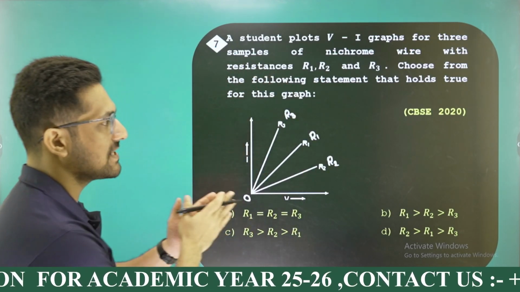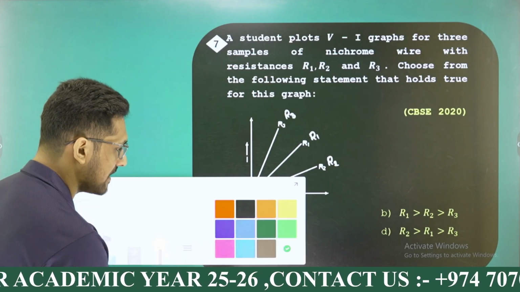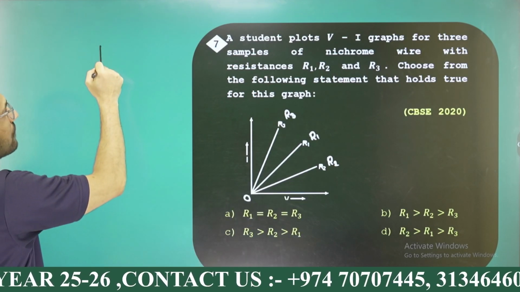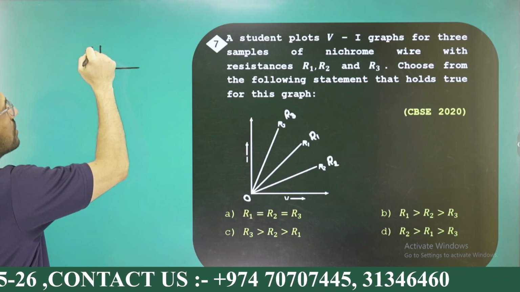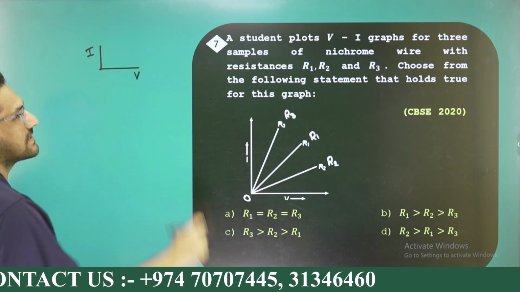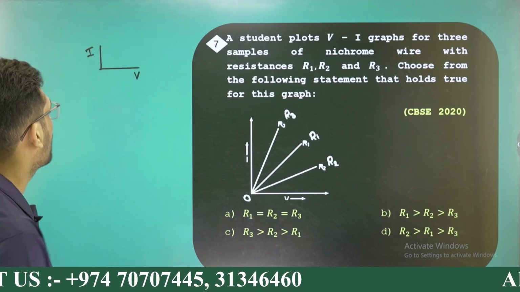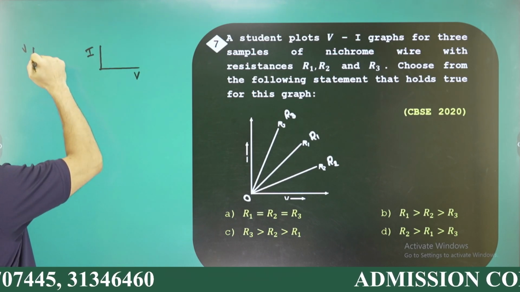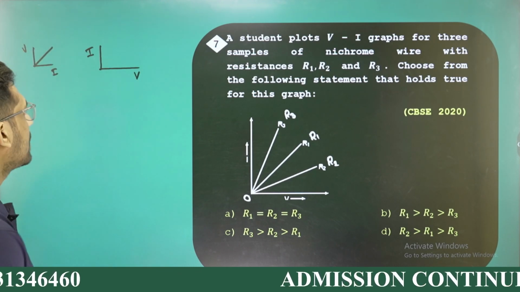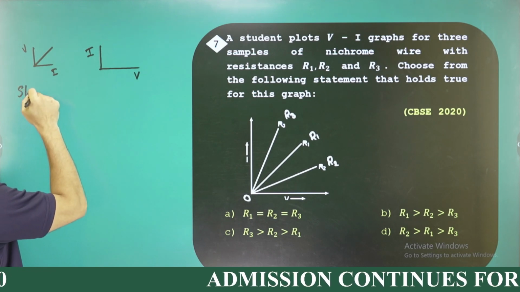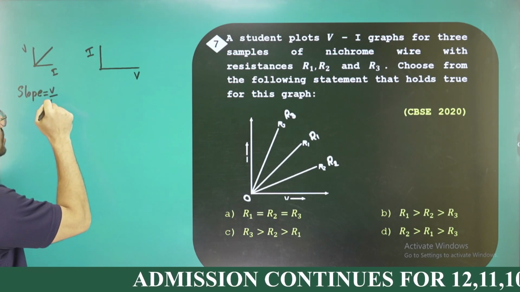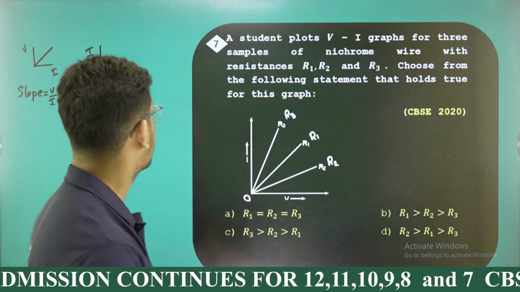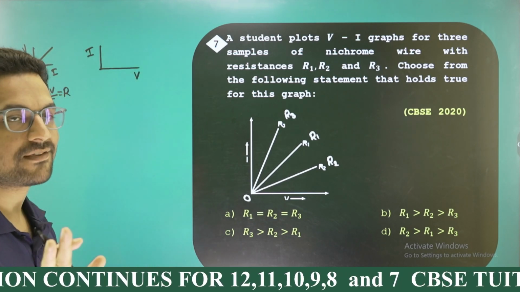Before answering this, I am going to redraw the graph here. Current on the y-axis, on the x-axis, voltage. We just saw Ohm's law graph like this, voltage on y-axis, current on x-axis. Then what was the slope there? The slope was voltage divided by current. That was resistance. If the slope is high, the resistance will be high in that case.